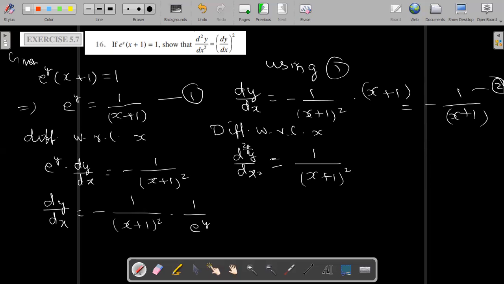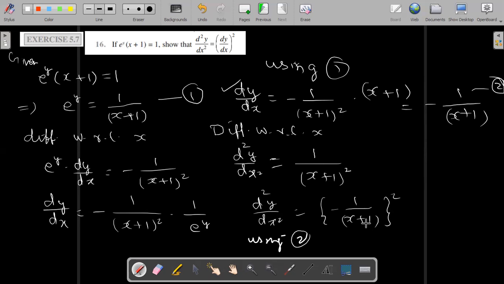And that means in this proof you can write d2y by dx square as minus 1 upon (x plus 1) the whole square. And why? Because this is dy by dx, and we can use the second equation. Then using the second one, this is replaced by, so we get d2y by dx square is equal to (dy by dx) whole square, and prove this one.